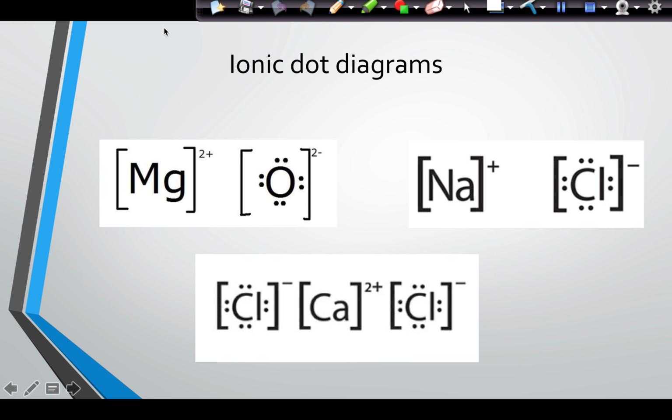When we talk about ionic dot diagrams, remember that we put the metal in brackets with no dots, positive charge from the table, non-metal in brackets with 8 dots, negative charge from the table. If the charges are equal and opposite, you need one of each. Again, equal and opposite, one of each. When they are not equal and opposite, you need to have the right ratio of negatives to positives so that they add up to 0.